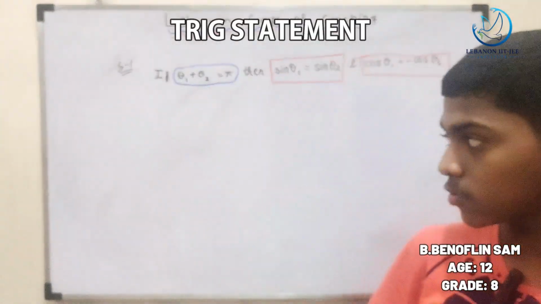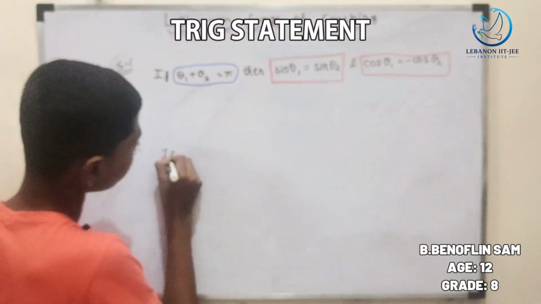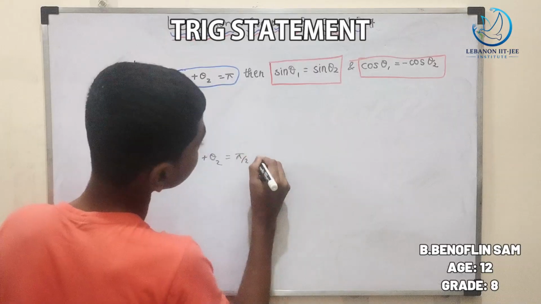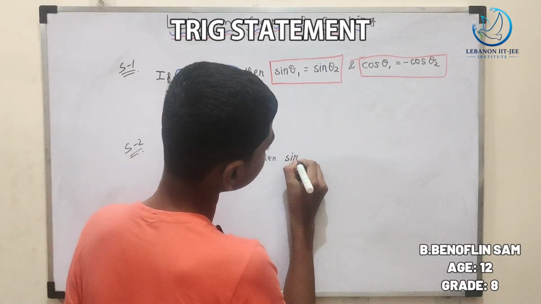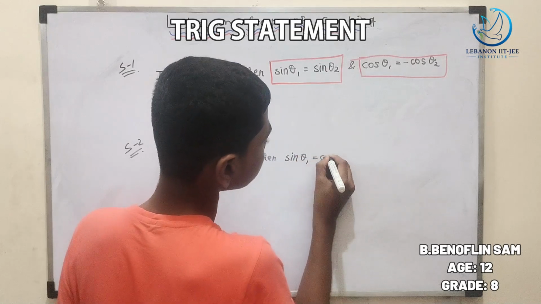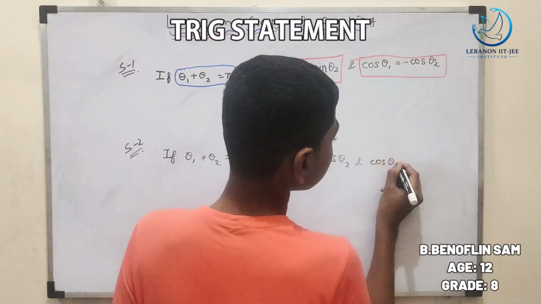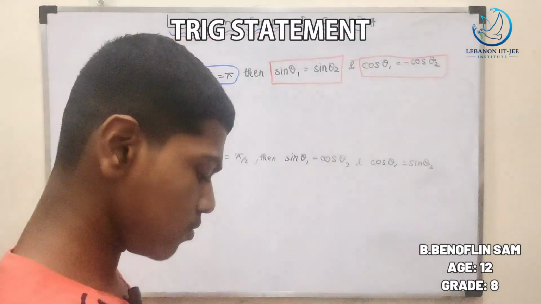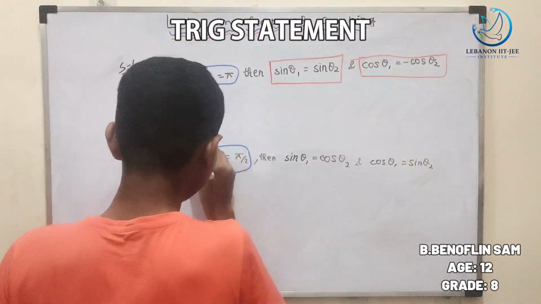Another statement is this one. If theta 1 plus theta 2 is equal to pi by 2, then sin theta 1 is equal to cos theta 2 and cos theta 1 is equal to sin theta 2. This also I will write for important points.